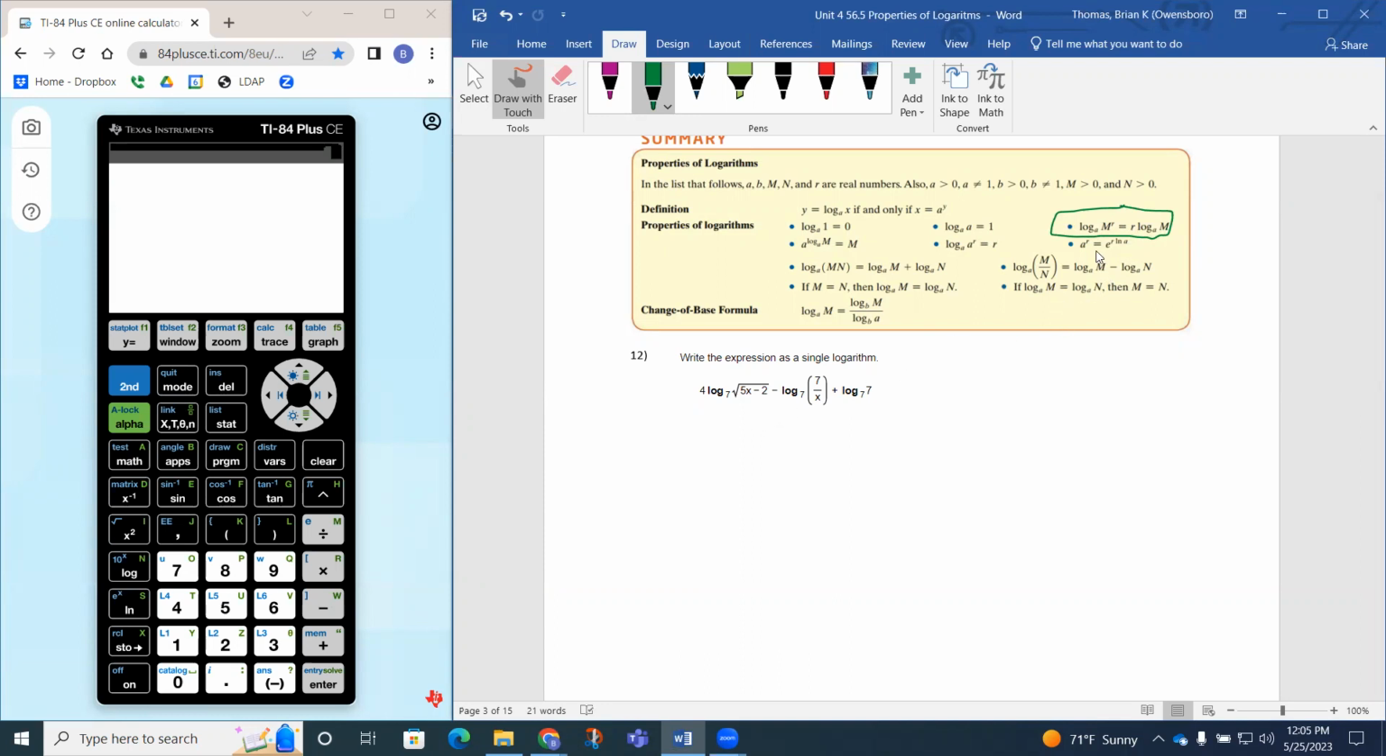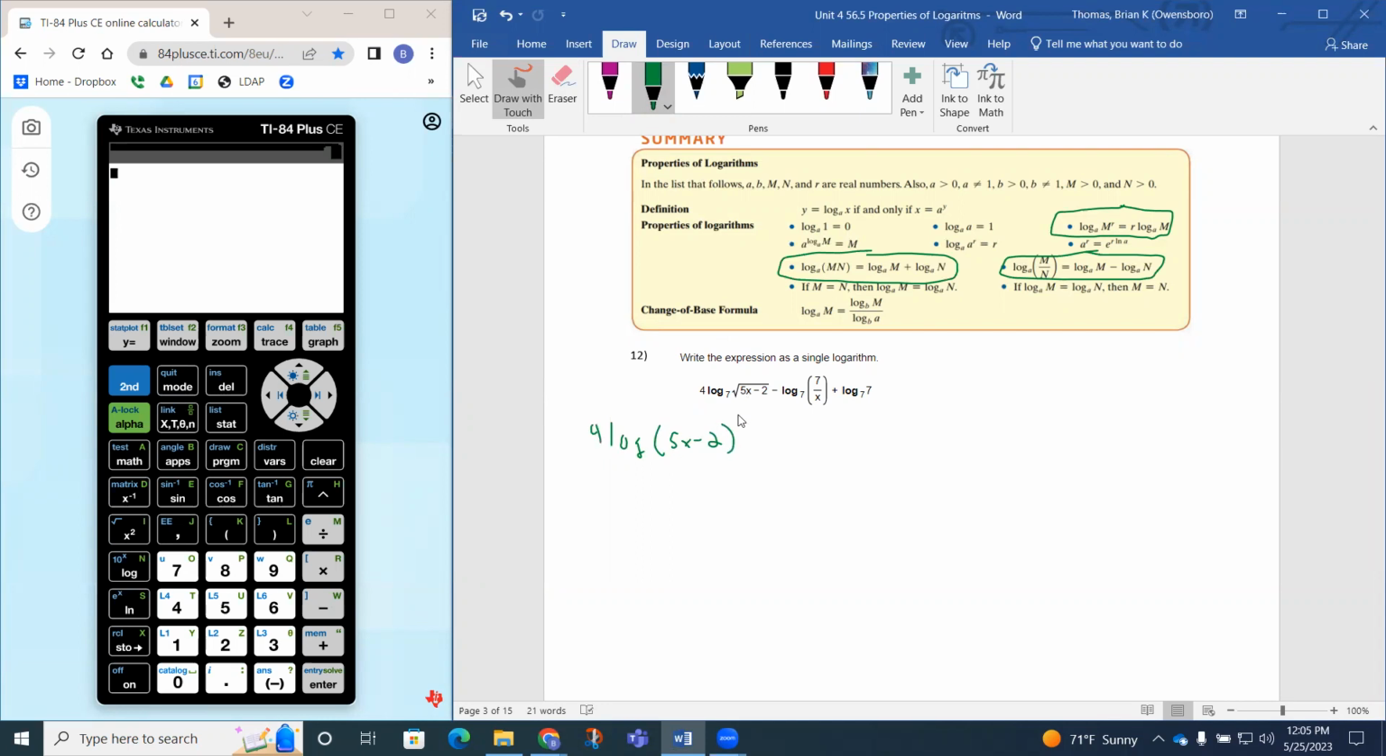Subtraction tells me that this property is probably going to be used somehow. And then there's addition, which means this property is also going to somehow be used. So the first thing I'm going to do is rewrite this as the log of, in parentheses, 5x minus 2. I'll keep that 4 out there for the time being.